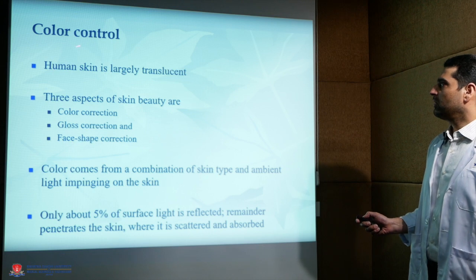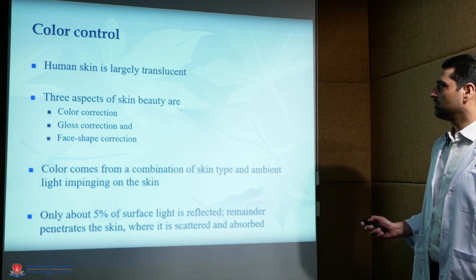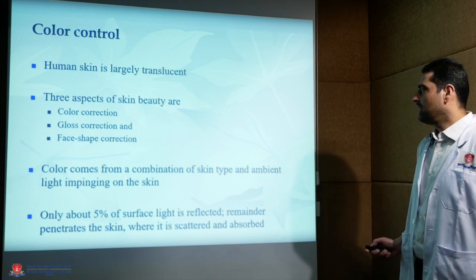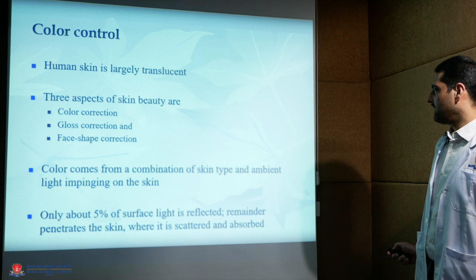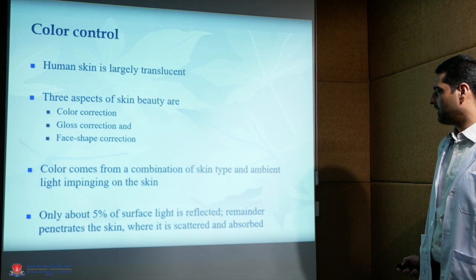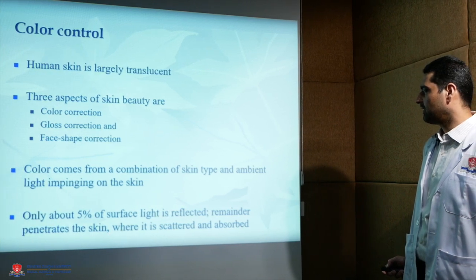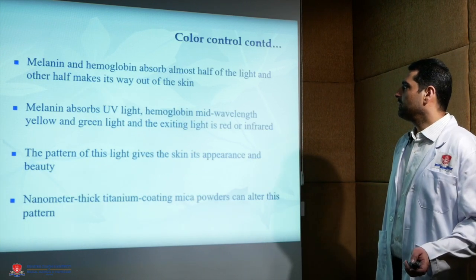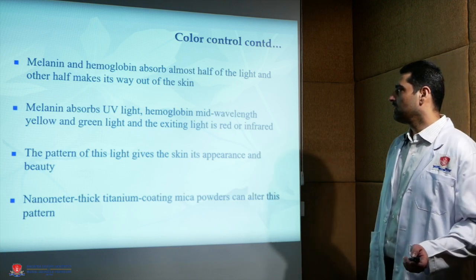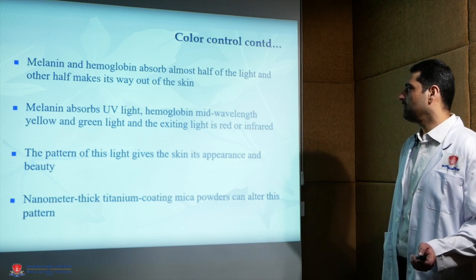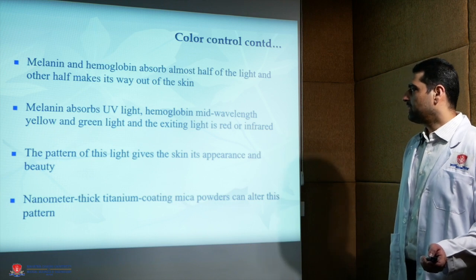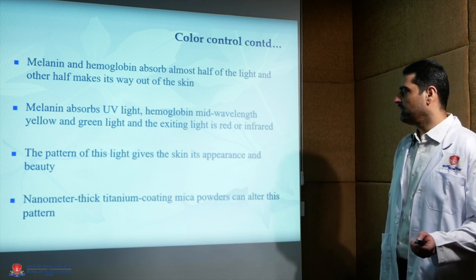Color control can also be achieved. Human skin is largely translucent. Three aspects of skin beauty are color correction, gloss correction and face shape correction. Now, color comes from a combination of skin type and ambient light impinging on the skin. Only about 5% of surface light is reflected. The remainder penetrates the skin where it is scattered and absorbed. Melanin and hemoglobin absorb almost half of the light and the other half makes its way out of the skin. Melanin absorbs UV light, hemoglobin the mid-wavelength yellow and green light, and the exiting light is red or infrared. The pattern of this light gives the skin its appearance and beauty.